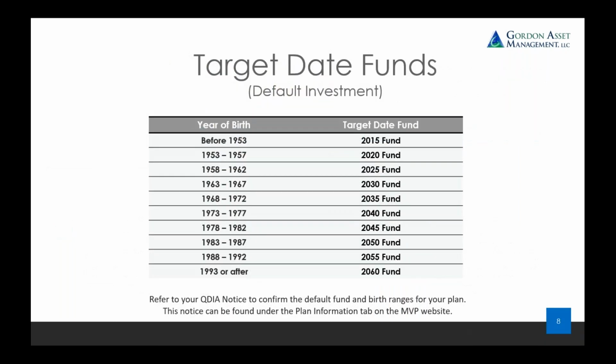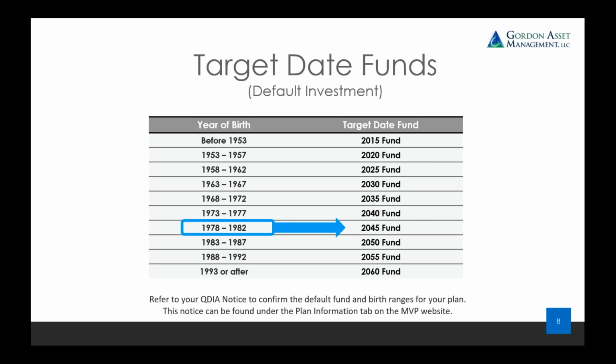The target date funds are your plan's default investment, meaning that all contributions will be invested in the age-appropriate target date fund unless you go in and elect otherwise. These funds operate by taking your year of birth and projecting that out roughly 65 years to estimate your targeted retirement year. So for example, let's consider an individual born in the year 1980.